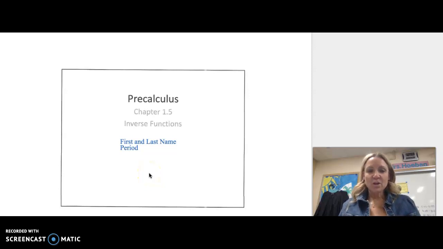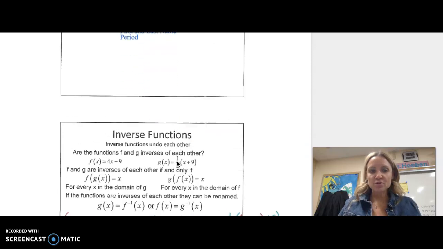Hi, good morning. So today we're going to be looking at the lesson for pre-calculus for chapter 1.5, which is titled Inverse Functions. Make sure you write your first and your last name and what period you're in.